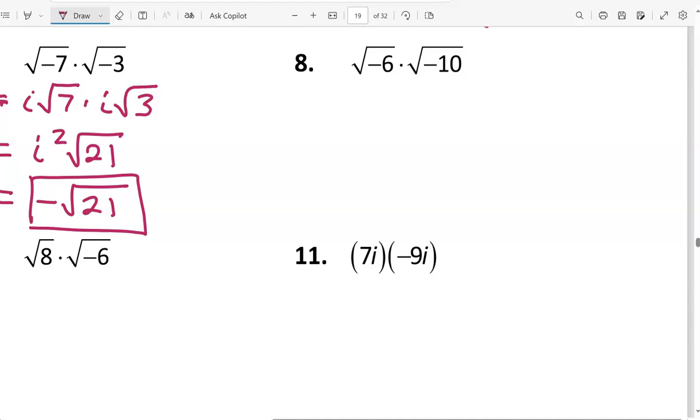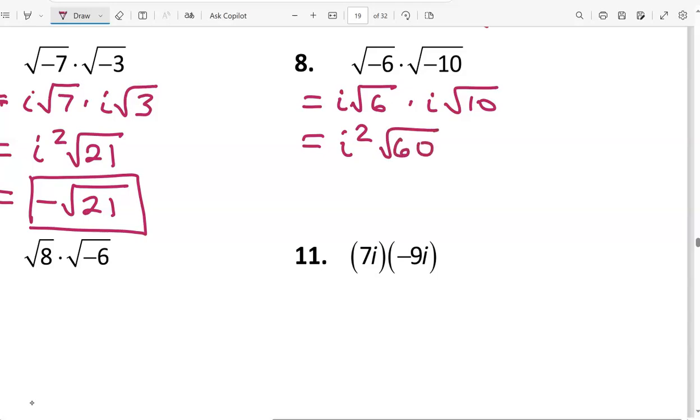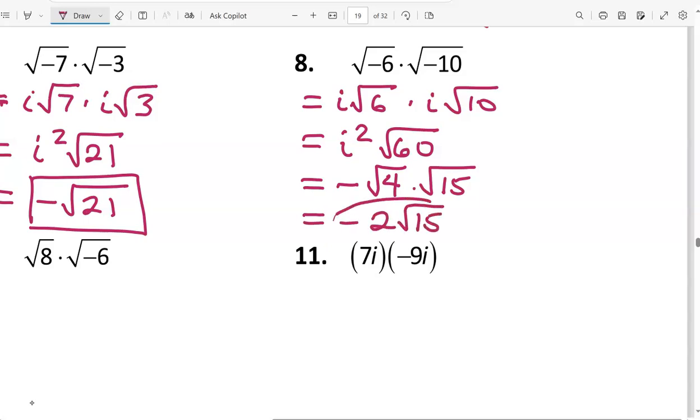Similarly, in 8, we can re-express these as i times the square root of 6 and i times the square root of 10. When we multiply together, we get i squared times the square root of 60, which is negative 1 times the square root of 60, but the square root of 60 has a perfect square factor of 4. So this gives us a final result of negative 2 times the square root of 15, which is a real number, no i in the final result.